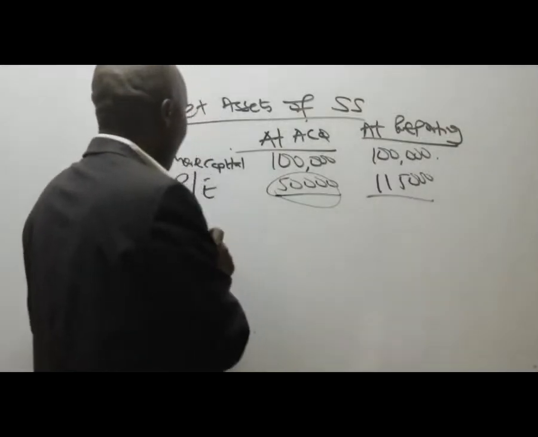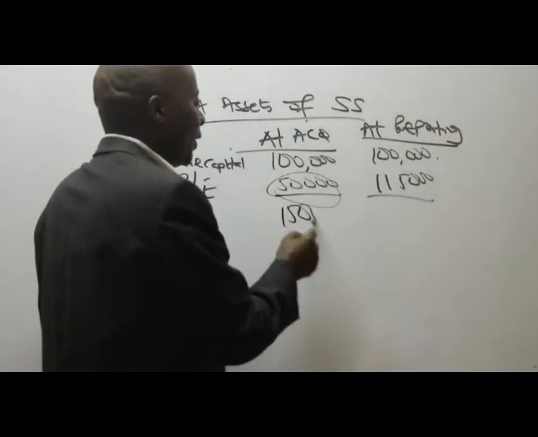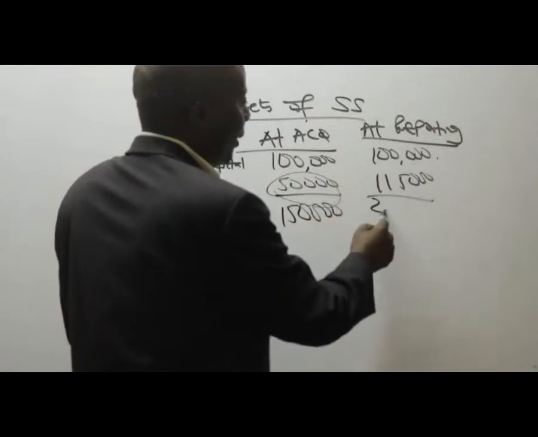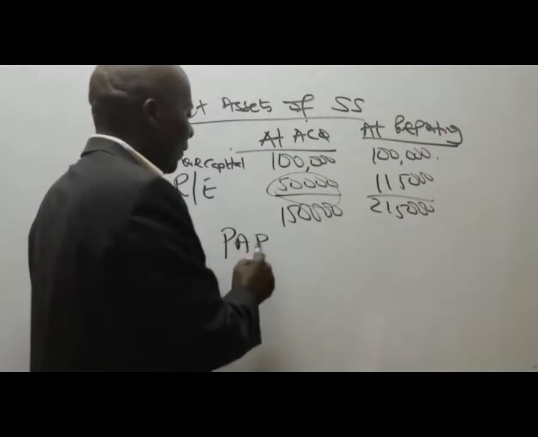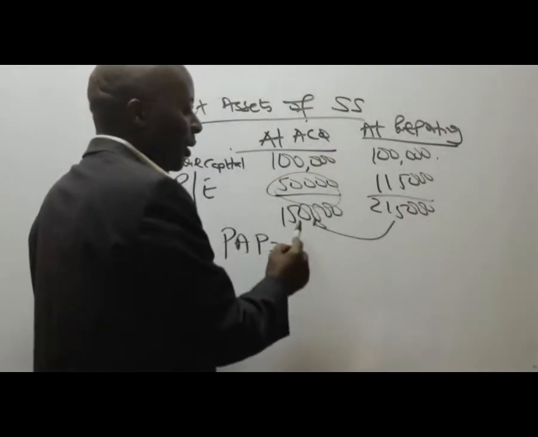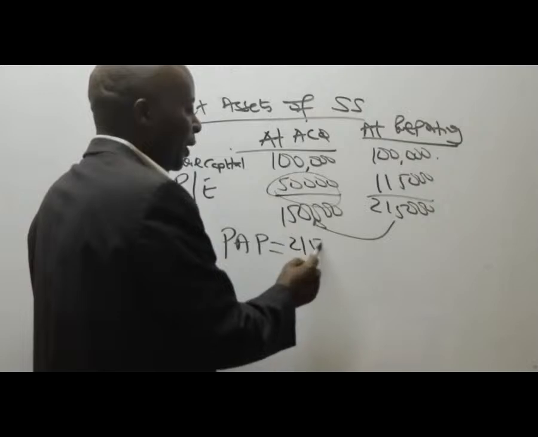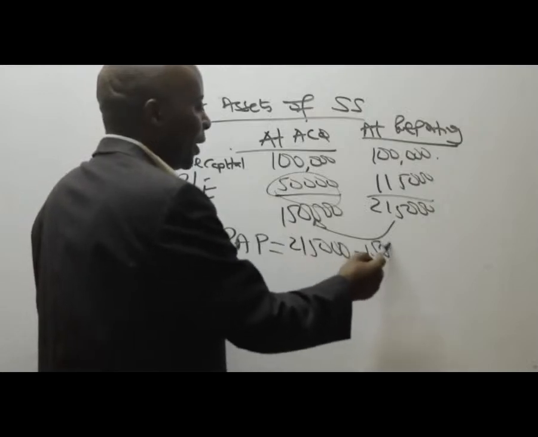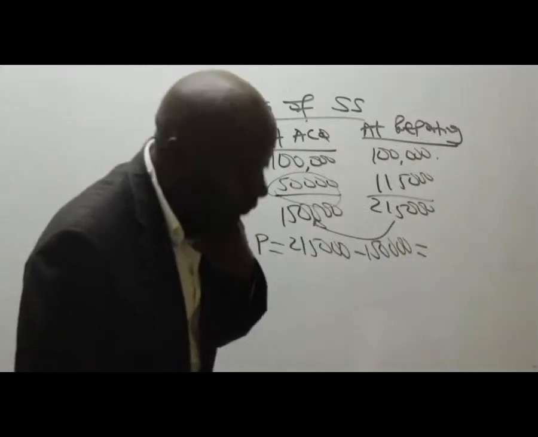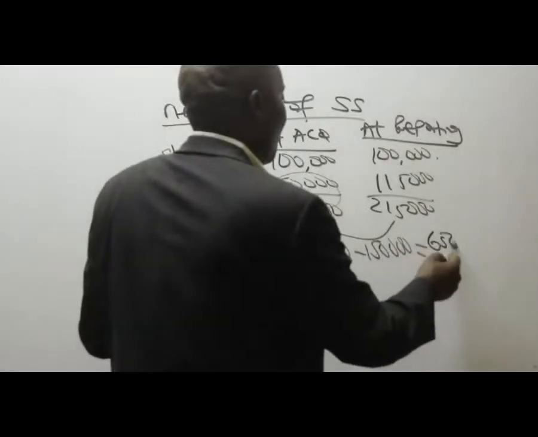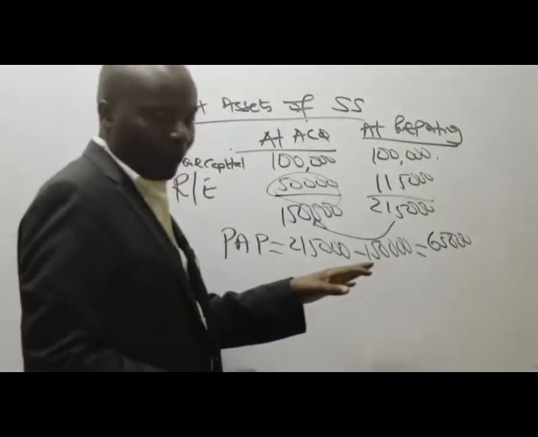Come and add here. This is 150,000. And then somebody has given me 215,000. So then I'll be able to get the PAP immediately. The PAP, you subtract the two, right? So it will be 215,000 minus 150,000. Could you kindly give me a figure? 65,000. Thank you very much. So please go ahead and share this 65,000.